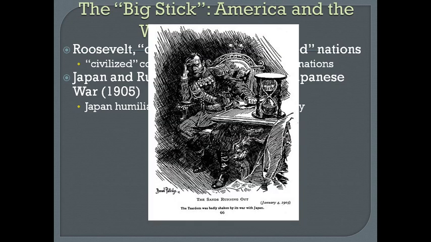So here's a political cartoon with the Tsar of Russia during this time. We see here it says prestige on the hourglass. So the Tsar is looking at his Russian prestige kind of wearing away as he loses to Japan.